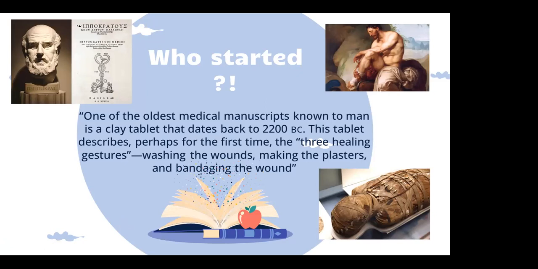So who started wound dressings? The oldest known description of wound dressings was from 2200 BC, that is before Christ. What they have discussed were 3 healing gestures: washing the wounds, making plasters, and bandaging.